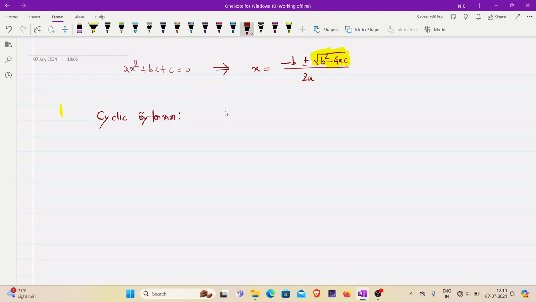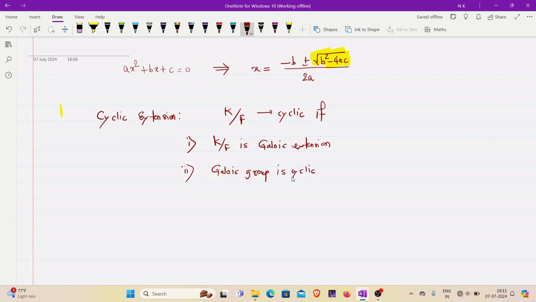An extension K over F is said to be cyclic if it satisfies two conditions. First, K over F is a Galois extension. And secondly, its Galois group should be cyclic. So an extension which satisfies these two conditions is called a cyclic extension.